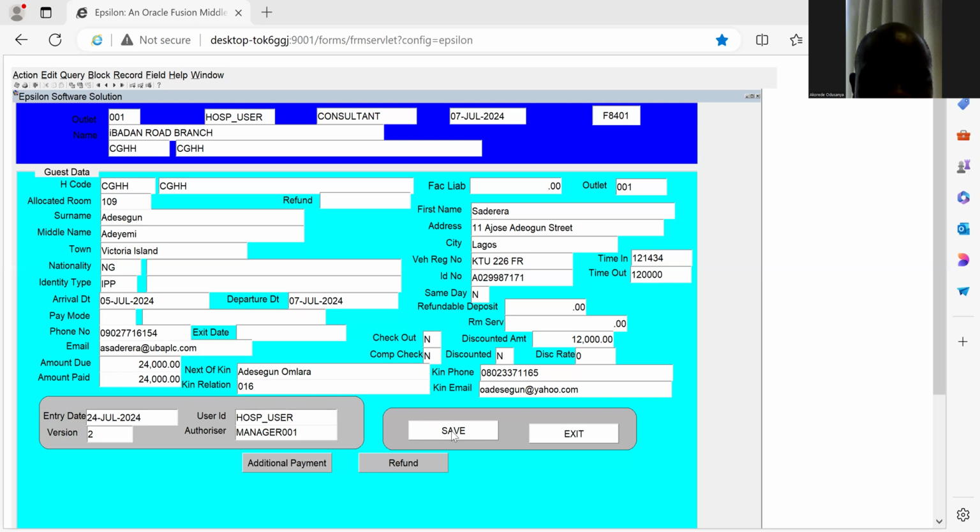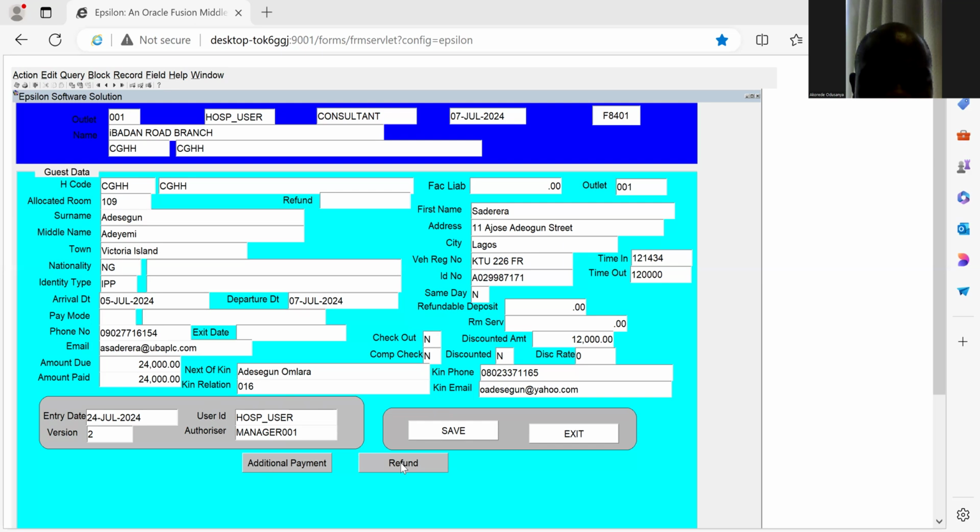But then let me explain something. If we are trying to save here and there are discrepancies between the amount due and the amount paid, the system will require you to make an additional payment if what is due is more than what he has paid initially, or refer you to a refund if what is due is less than what he has paid initially.